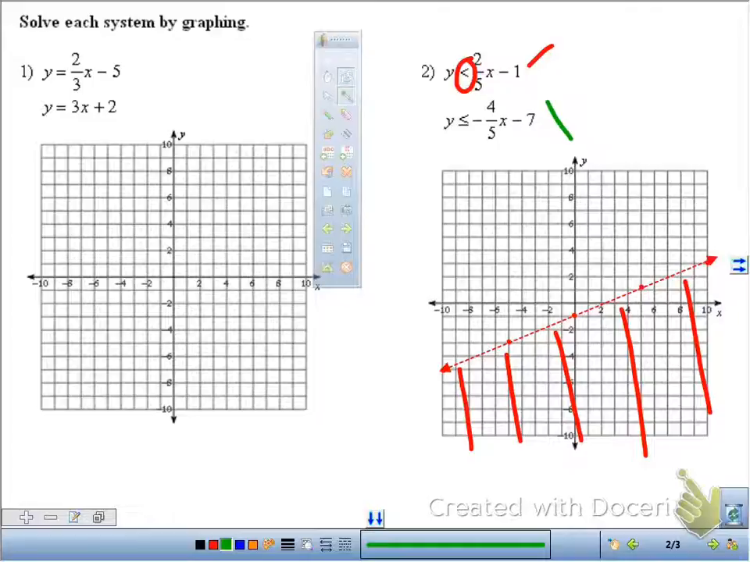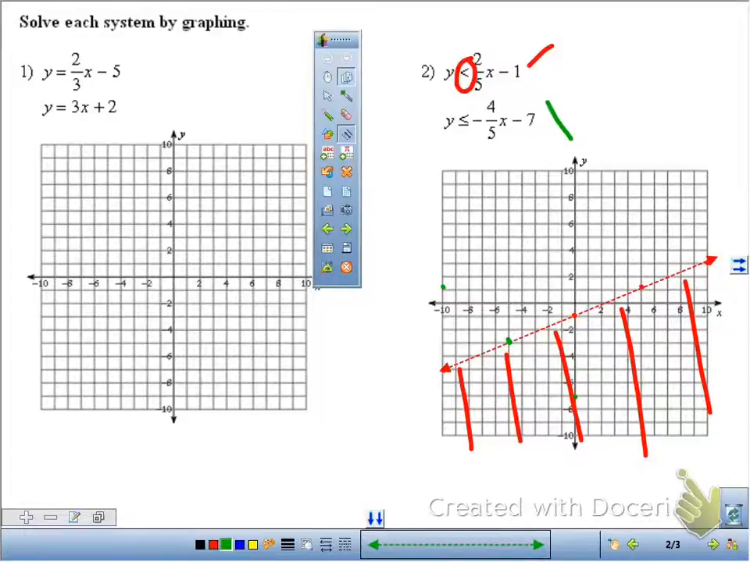I'll put that one in green. Y-intercept's -7. The slope is -4/7. So down 1, 2, it goes off my graph. So I'm going to have to go up 4, 1, 2, 3, 4, and left 5. Now that point, they do intersect there, but that's not actually a solution, remember, because it's dotted. Up 4, left 5.